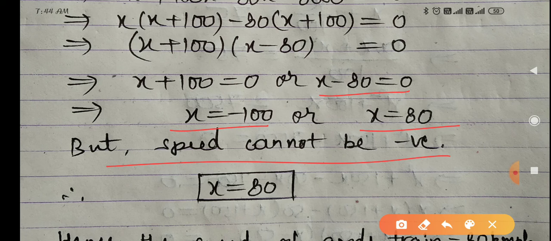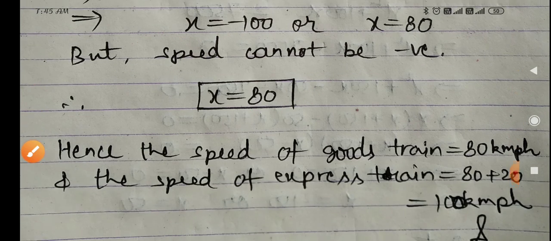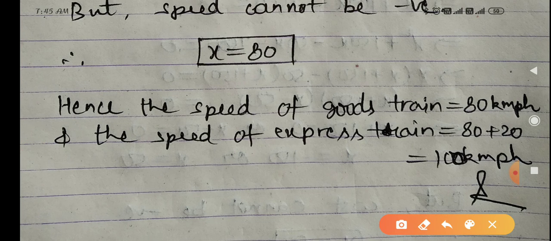But speed cannot be negative, you know very well. So reject the negative value, x equals 80 will come. Final answer: x equals 80 means this is the speed of the goods train. Hence the speed of the goods train is 80 km per hour and the speed of the express train was 20 more than the goods train. So the speed of the express train is equal to 80 plus 20, 100 km per hour. So like this you can do the questions of this exercise.